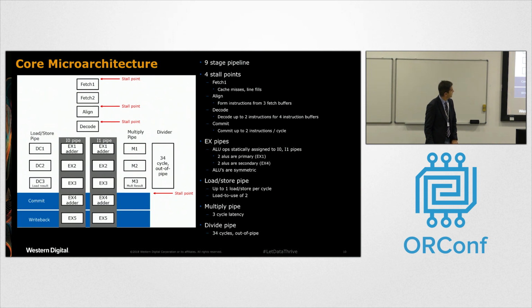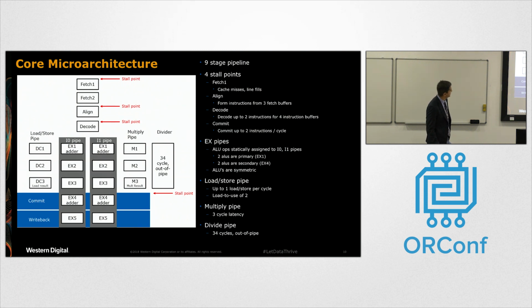What are the interesting features? So it's a 9-stage pipeline. We only have 4 stall points where we will stall the core. When we fetch, we have the aligner units that are really important to us to handle compressed instructions. And I can talk about compressed instructions before.